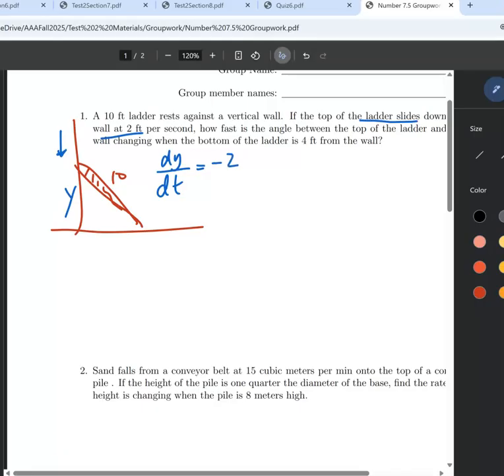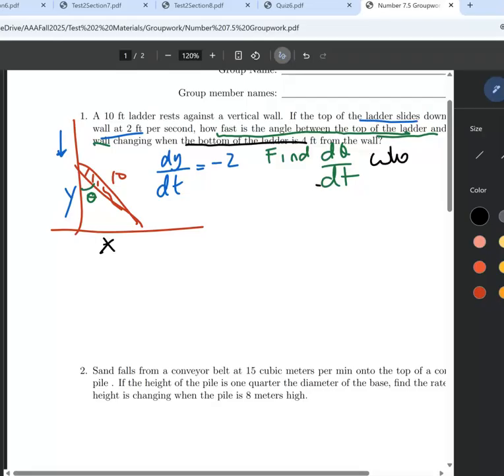This is asking a different kind of question. How fast is the angle between the top of the ladder and the wall, that angle there, changing? So that's find d theta over dt. And let's look at the when information. When the bottom of the ladder is 4, so when x equals 4, I'm going to put a circle around that. Remember, we don't use that until after the derivative.